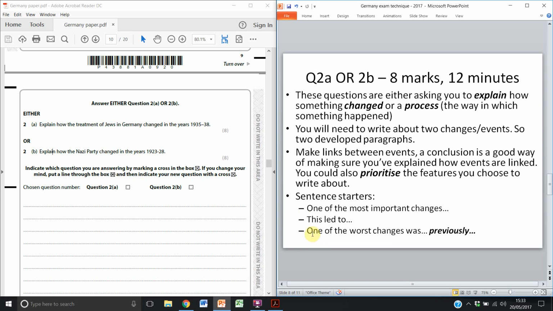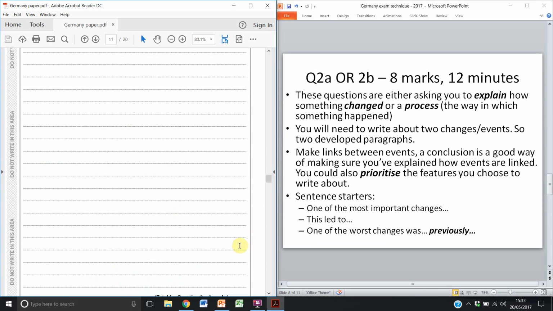Okay. And here are some sentence starters. Again, one of the most important changes, that's getting you to prioritise. This led to, this will help you to start showing how things are linked. One of the worst changes was previously, and that's going to help you to explain change, because you're going to be explaining how change has occurred.